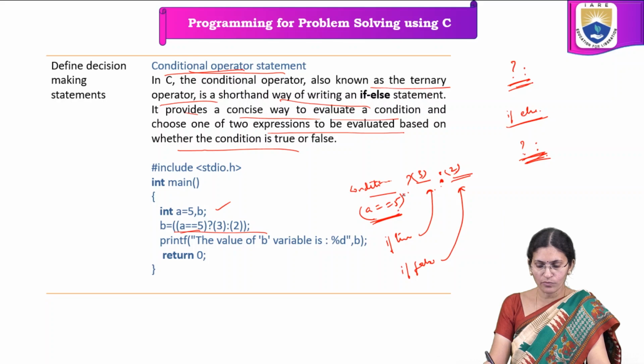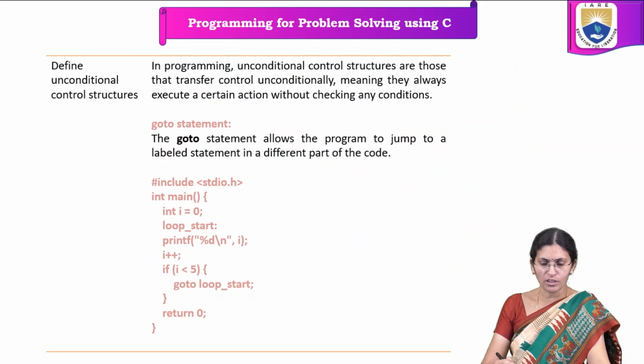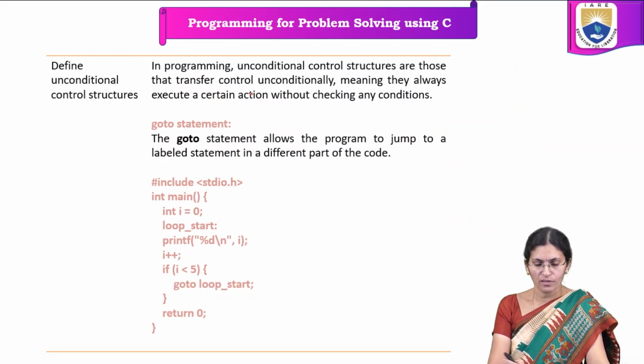The value of A is equal to 5, and 5 is equal to 5 is true here. So the output of this will be 3. This value is assigned to the variable B, so the value of variable B is 3, and that will be printed on the screen. In this way, you can use the conditional operator statement.